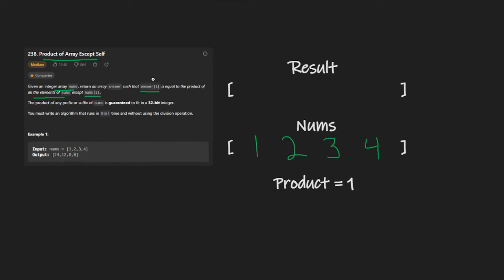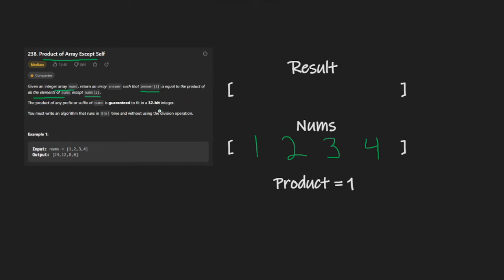And then same with the third index, we're not going to multiply 3. We're going to multiply 4, 2, and 1 and get 8. 4 times 2 is 8, times 1 is 8. And then same with the last index. The last index will be the product of everything except the last element, right? So 3 times 2 is 6, times 1 is 6. So that's how we get that.